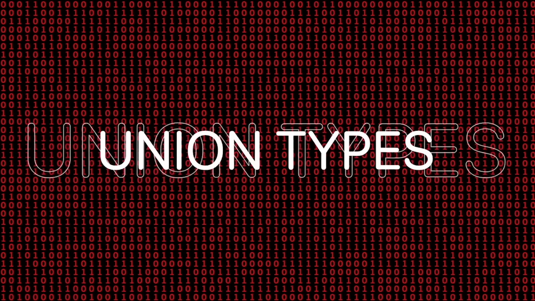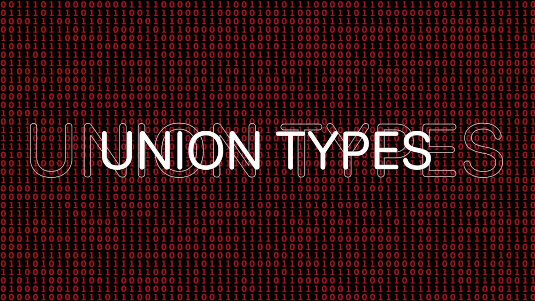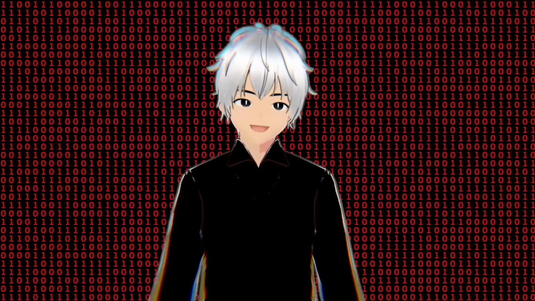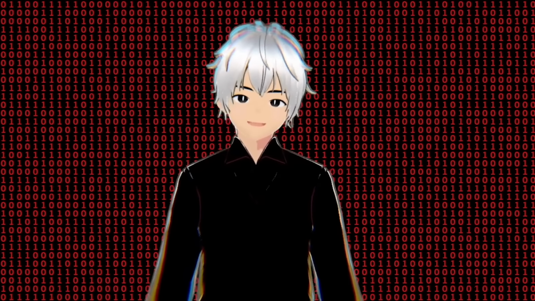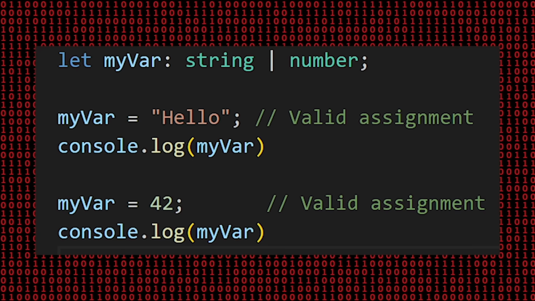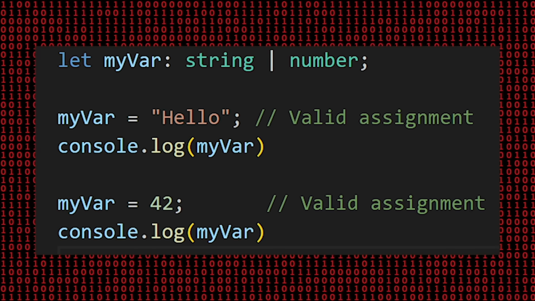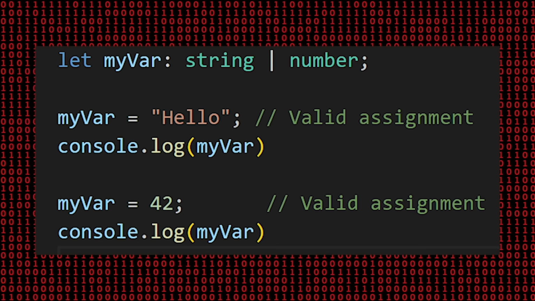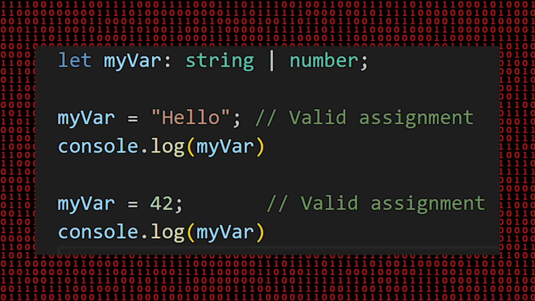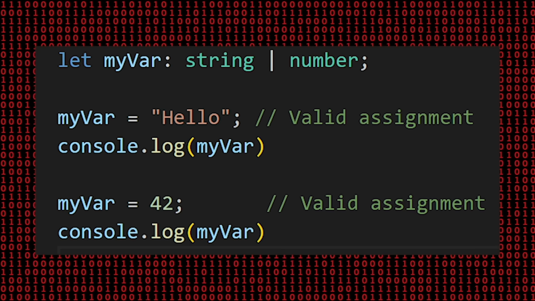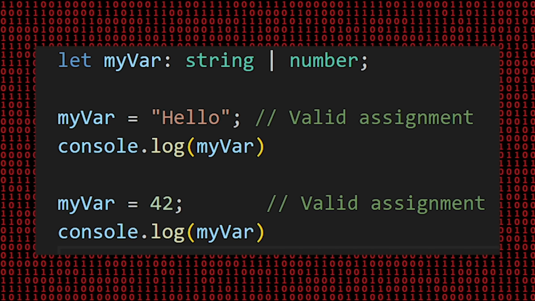Union types. Annotating a variable with union types means specifying that the variable can hold values of multiple types. Union types in TypeScript are denoted using the pipe symbol between the types. For example, in this code, myVar is annotated with union types string, number, which means it can hold either string or number values. You can assign values of either type without causing a type error. However, if you try to assign a value of a different type, like a boolean for example, TypeScript will report a type error because it's not part of the specified union type.